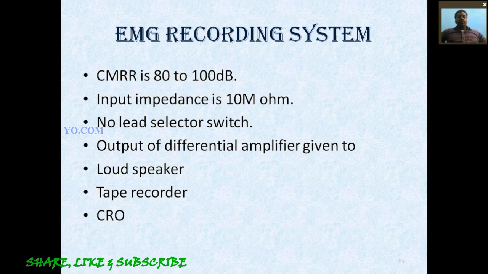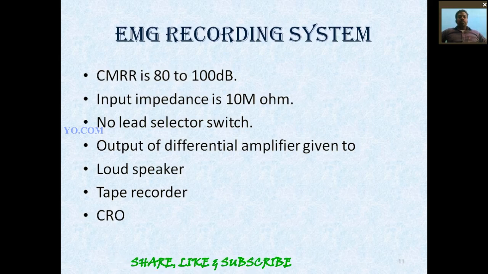Then the input impedance is 10 mega ohm. So high input impedance is used to handle very weak signals in an easier manner, and very low current. So high input impedance is achieved by the differential amplifier, that is 10 mega ohm.